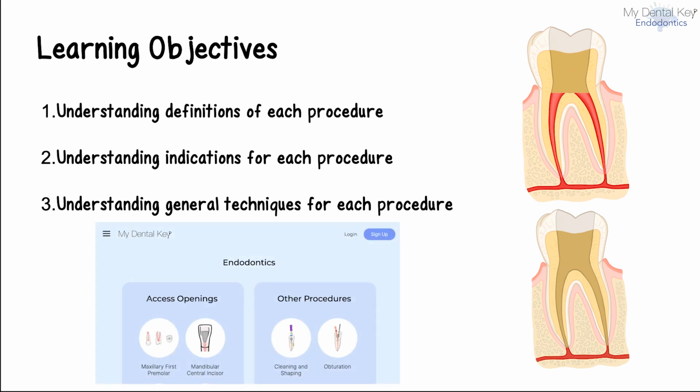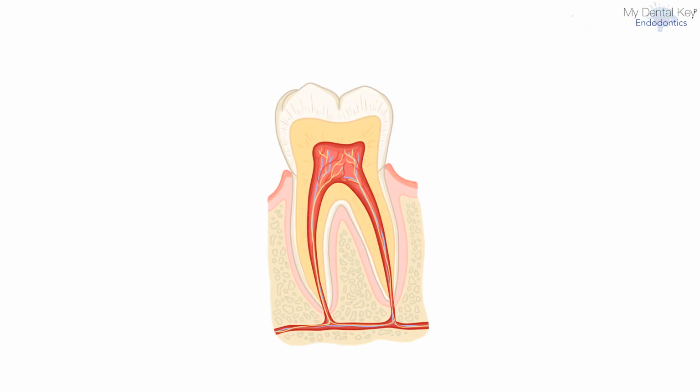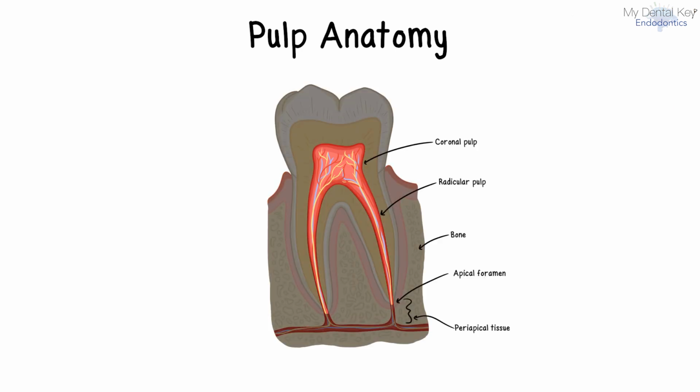For more specific information about endodontic access and instrumentation, please refer to our other endodontic learning modules. Before we begin, let's review the anatomy of the dental pulp. While blood vessels and nerves are found throughout the pulp, sometimes it is useful to distinguish between the coronal portion of the pulp, which is in the dental crown, and the radicular portion of the pulp, which extends into the root system of the tooth.